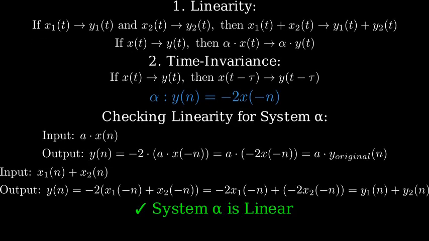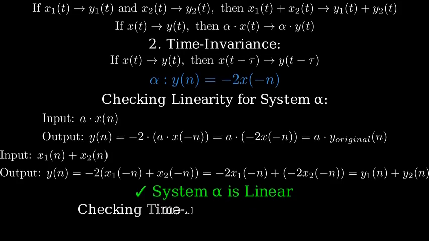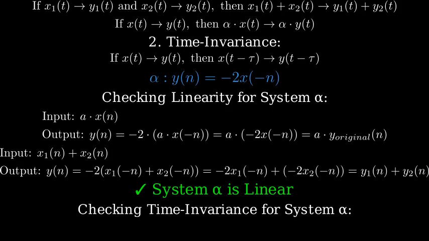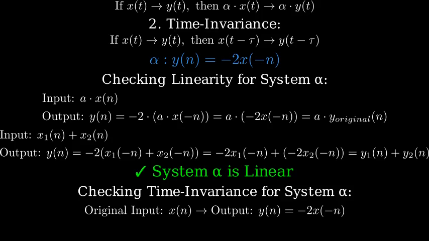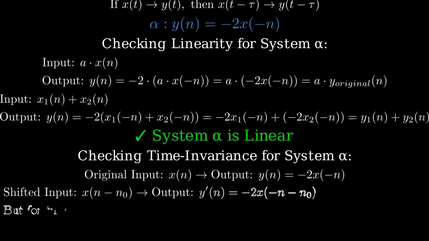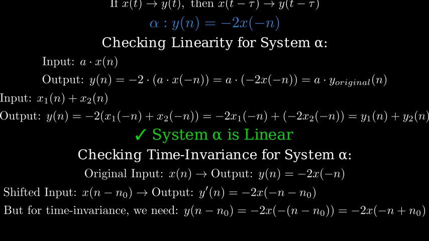Next, let's check if system alpha is time invariant. For time invariance, we need to check if a shift in the input results in the same shift in the output, with no other changes. Let's say the original input is x of n, which gives the output y of n equals -2 times x of -n. Now, if we shift the input to x of n minus n naught, the new output becomes y prime of n equals -2 times x of -n minus n naught. But for time invariance, the shifted output should be y of n minus n naught, which equals -2 times x of -n plus n naught.